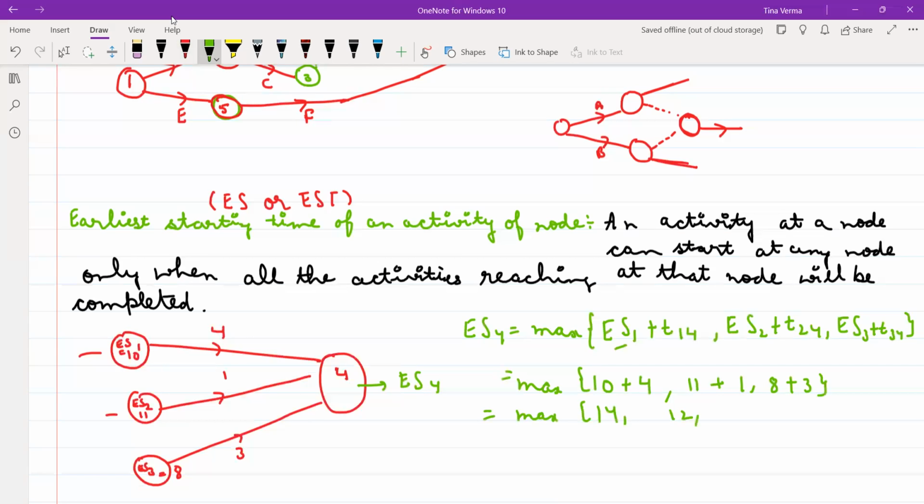this is 12, and this is your 11. So my earliest starting time of your activity 4 is 14. That means at the 14th unit of time I can start my activity 4.